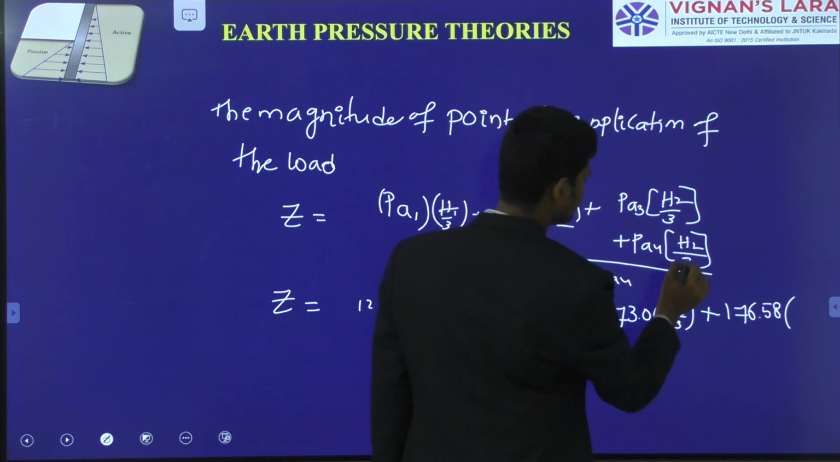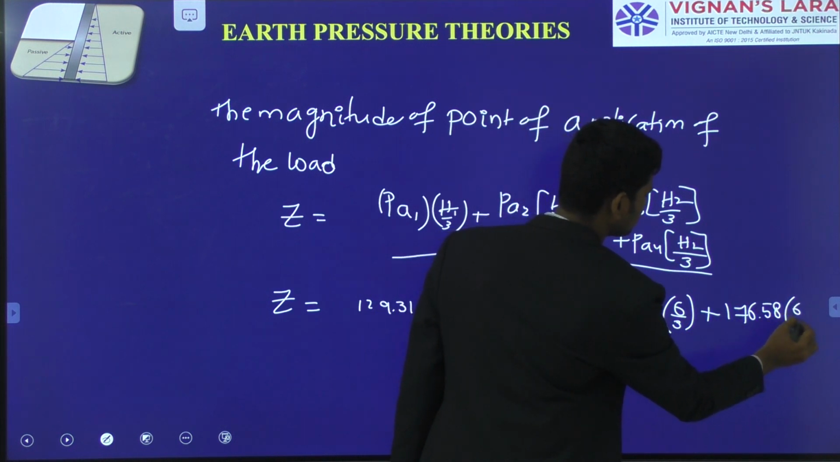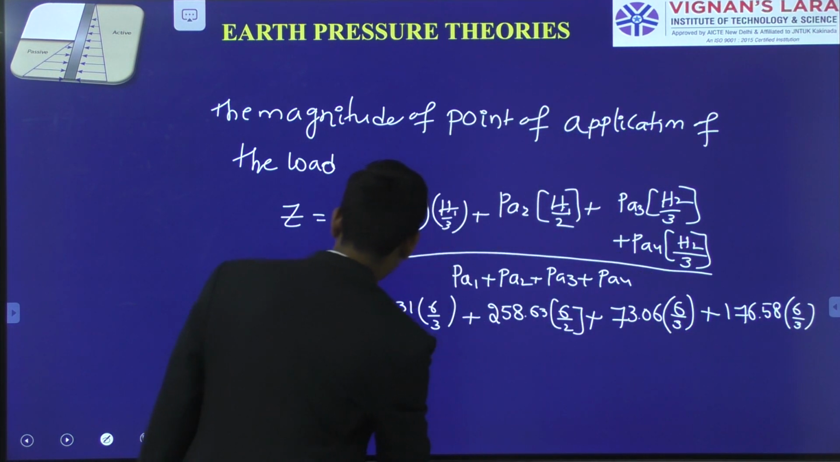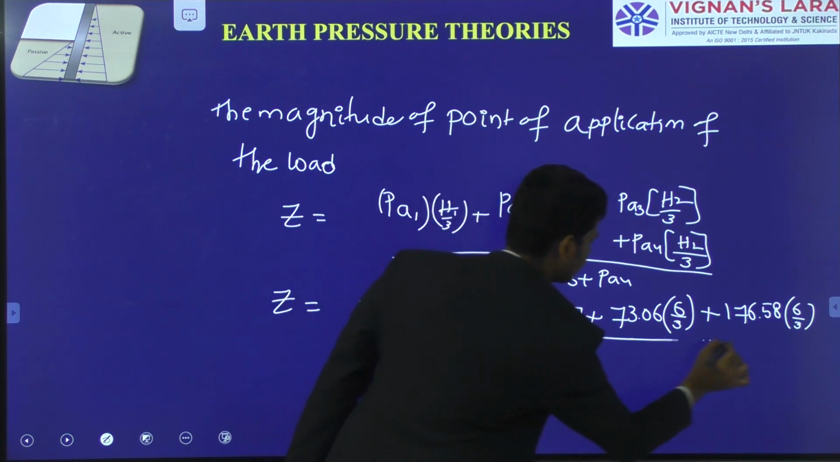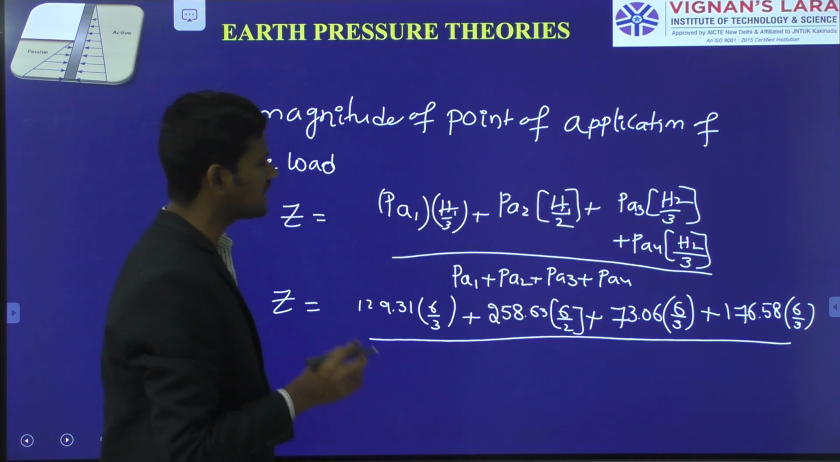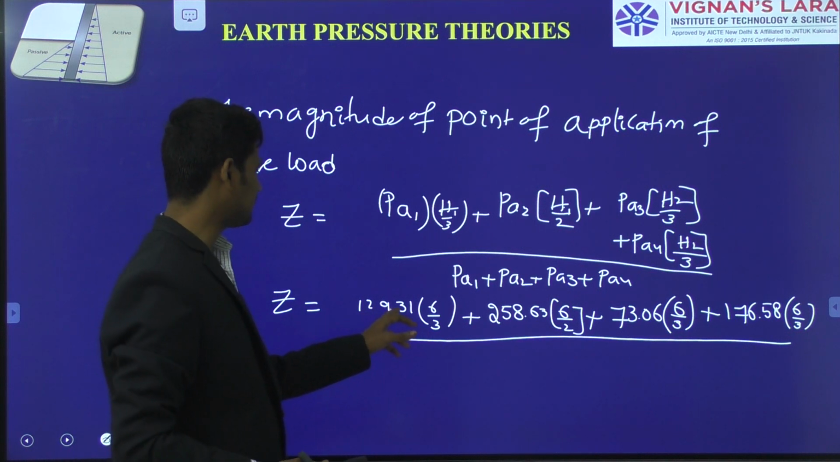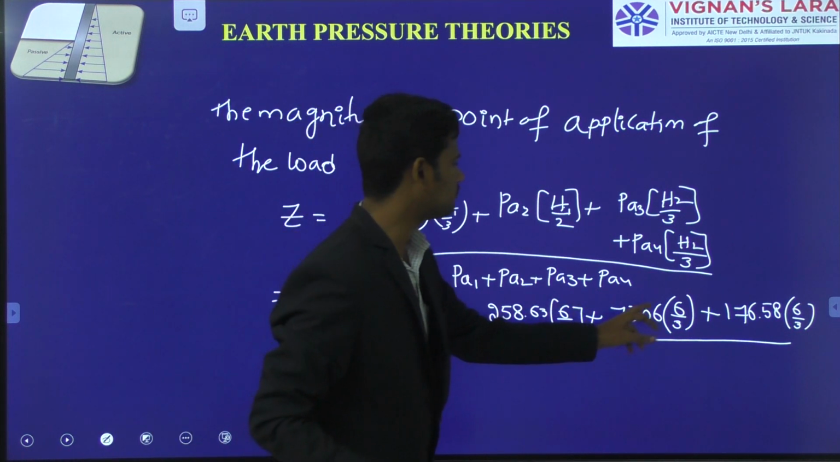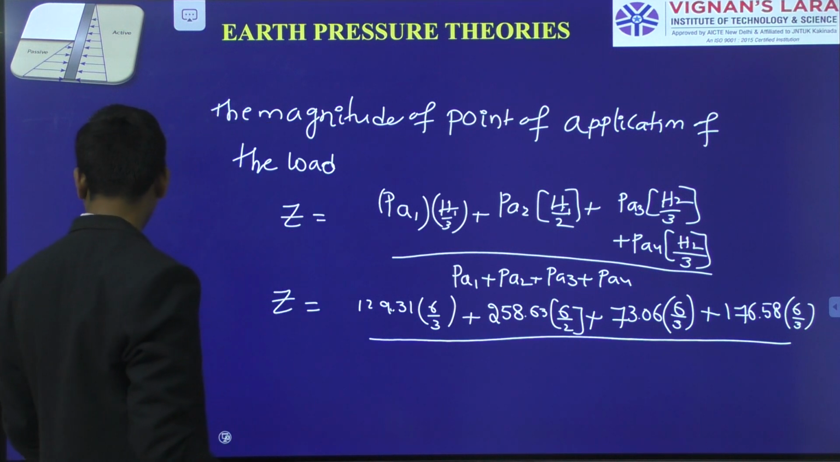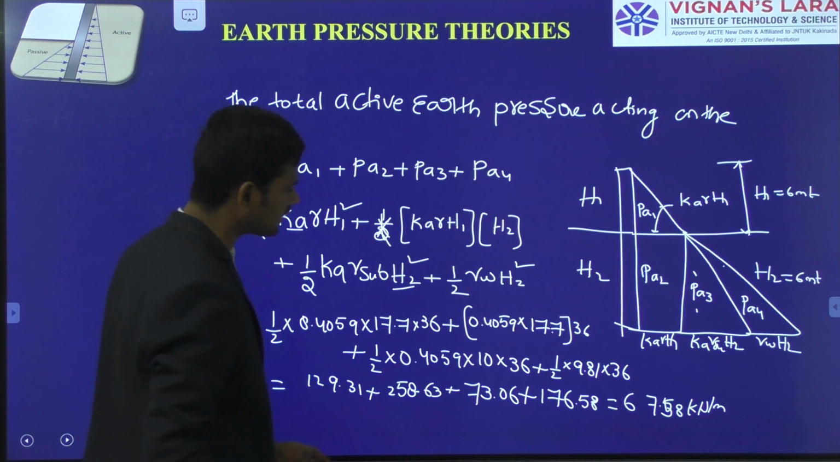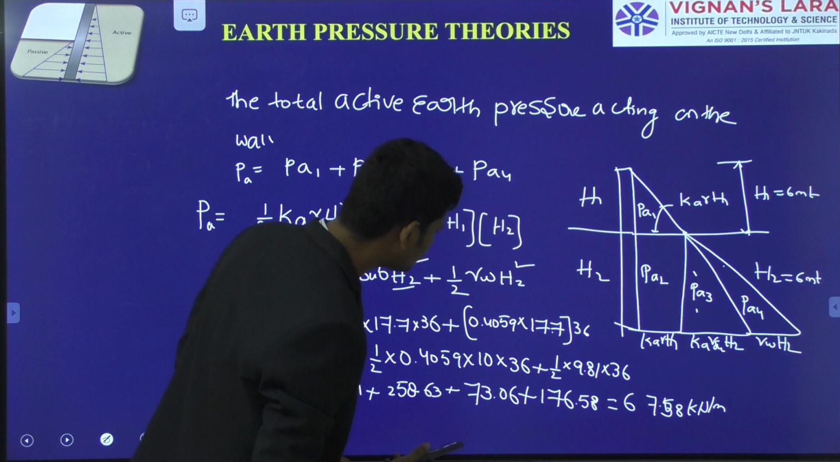176.58 into H2 by 3, H2 being 6 divided by 3. Total divided by, we are having PA1 plus PA2 plus PA3 plus PA4. That means this value plus this value plus this value plus this value. That calculated value, PA1 and PA2 we have already calculated, that it will be 6.